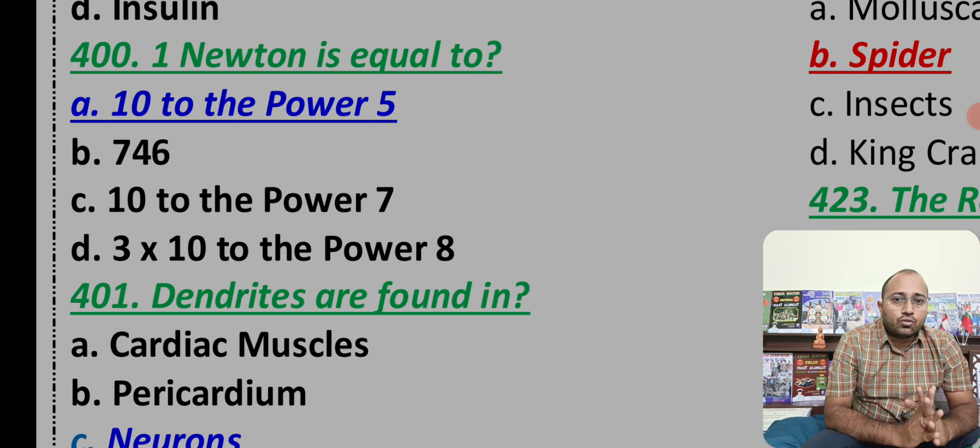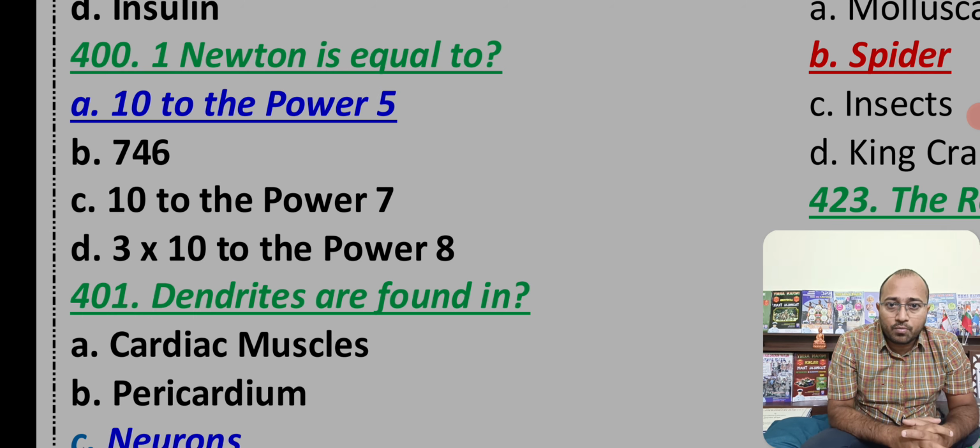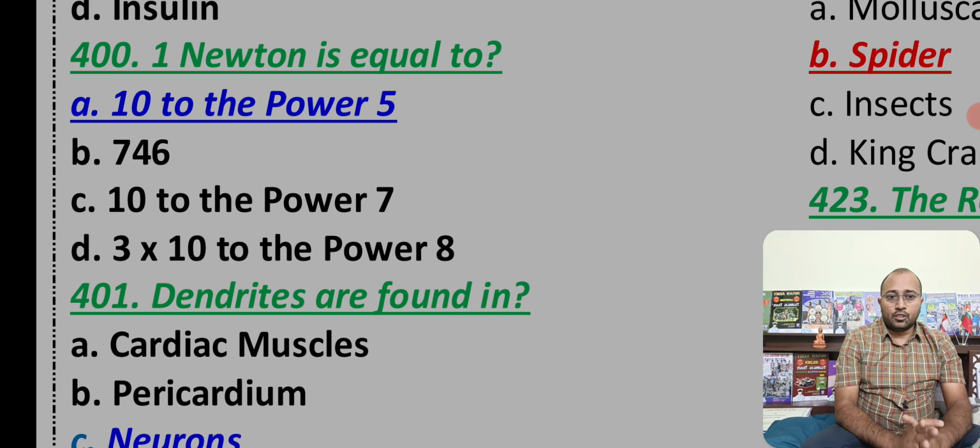I want you guys to comment what is that, 10 to the power of 8. Is it ergs? Is it what? So rest all, 746 watts, that is 1 horsepower. Rest, you can see 3 into 10 to the power of 8 meters per second. That is the speed of light.